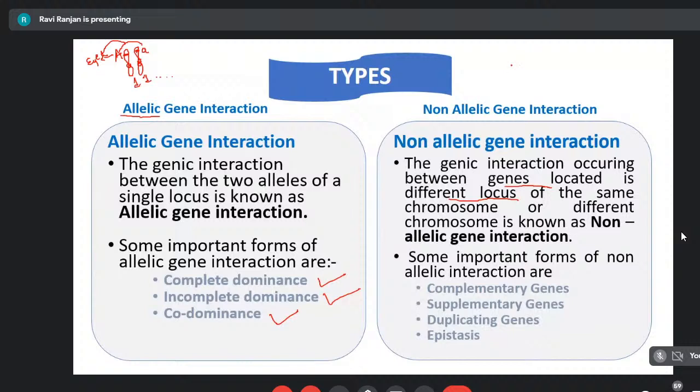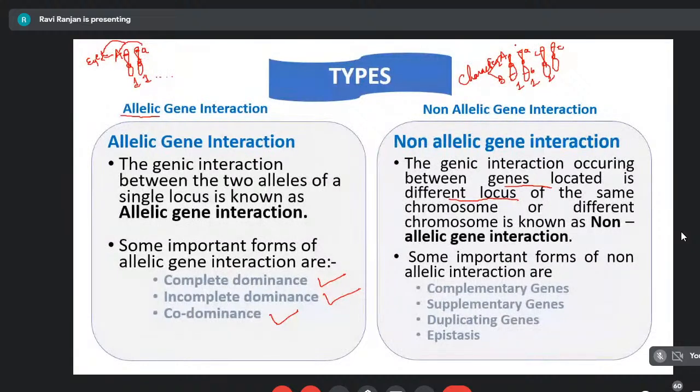So say, for example, this is chromosome number 1 and this is chromosome number 2. Supposing there is a gene A here, a gene B here, and a gene C here. The interaction between the A and B genes to give a new character will be called non-allelic gene interaction, because these genes are located at different loci of the same chromosome, right?